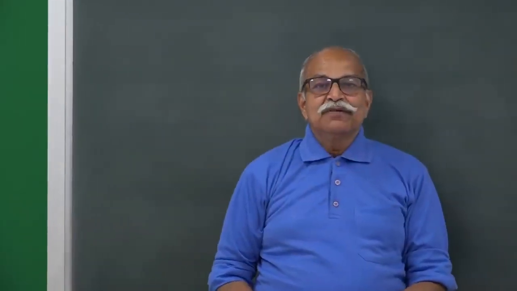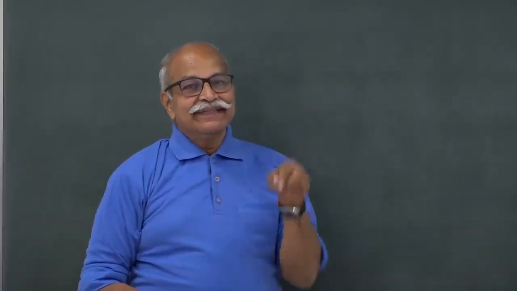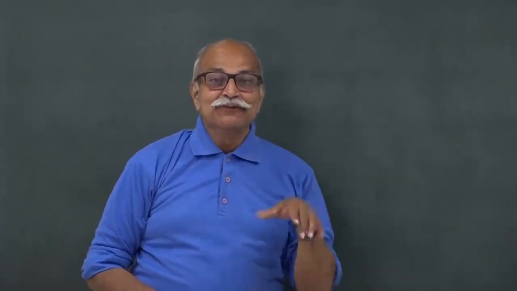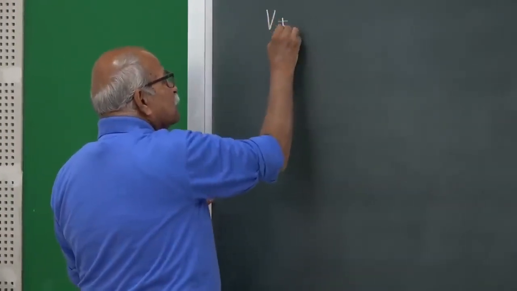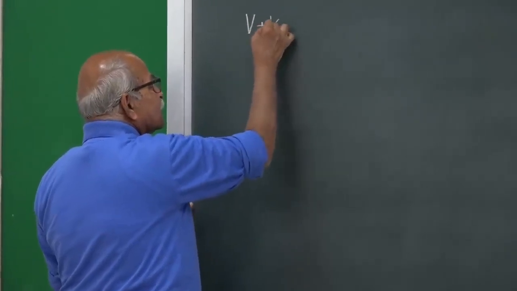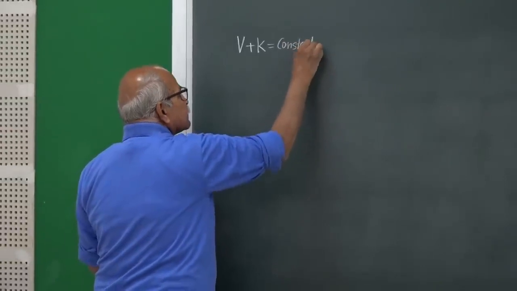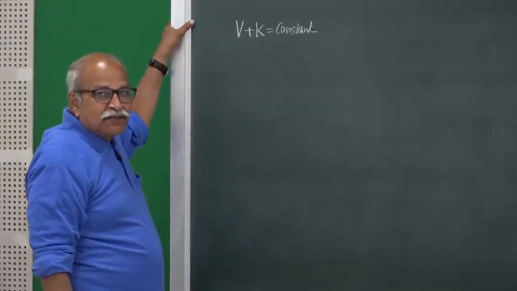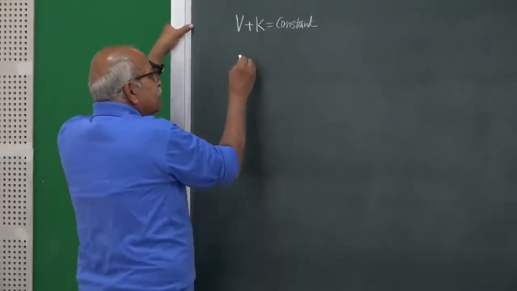So, we talked about potential energy. If the force acting on the particle is conservative, the resultant force, the only force, then we can define this potential energy function V, and then V plus kinetic energy is constant. We call it the law or principle of conservation of energy. And how do we define this V?